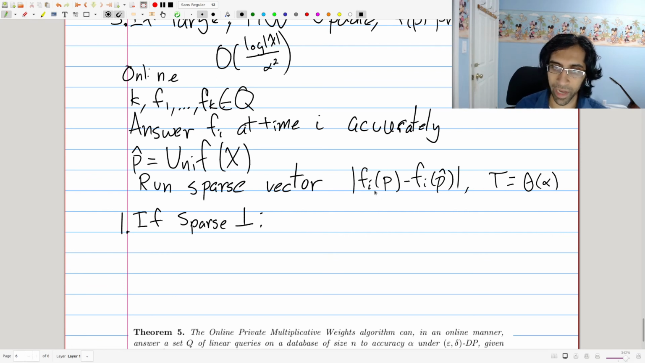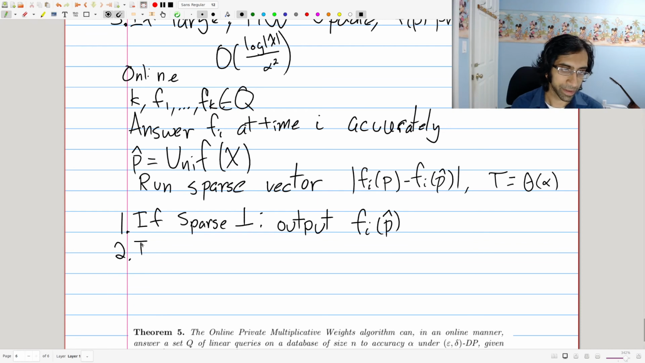So if we wanted to output the value of f_i on p accurately, then what we could actually do is just use this value, and that wouldn't pay any additional privacy cost, right? Because the query is public and our data set is already privatized. So if it returns bot, that means the error between the two is small, and then we can just output f sub i on p hat without paying further budget beyond what we're paying already for SparseVector.